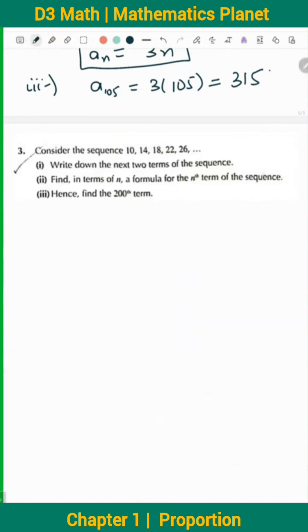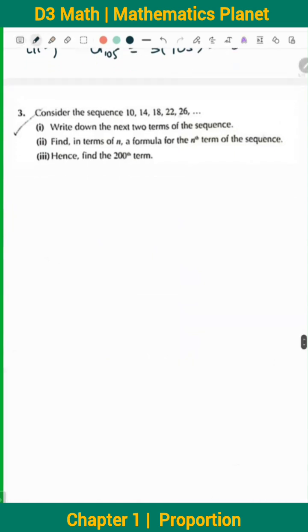Okay, consider the sequence 10, 14, 18, 22, 26. Now let's check the difference. 14 minus 10 is 4. 18 minus 14 is 4. So it means that there is a common difference. We can go for the arithmetic sequence. Write down the next two terms of the sequence. Okay, tell me the next two terms. 30, 34.